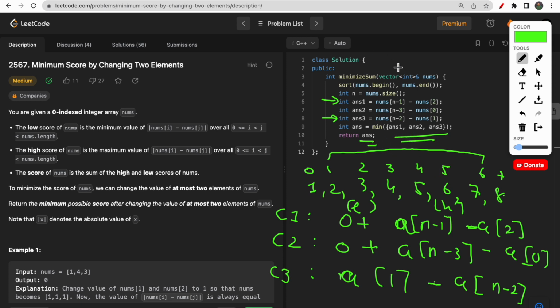So yeah, that's for the coding part here. I hope you guys understood the approach as well as the code, and how we are deriving these three conditions or these three scenarios for our answer.